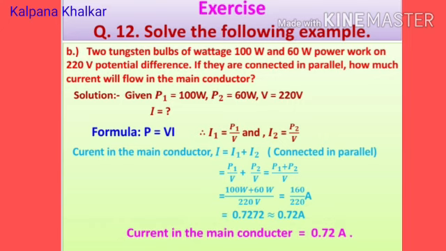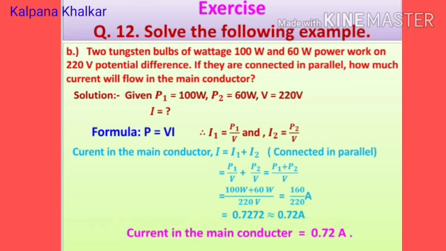Formula: P is equal to V into I. Therefore, we can write I1 is equal to P1 upon V and I2 is equal to P2 upon V. Current in the main conductor I is equal to I1 plus I2, because it is given that they are connected in parallel.